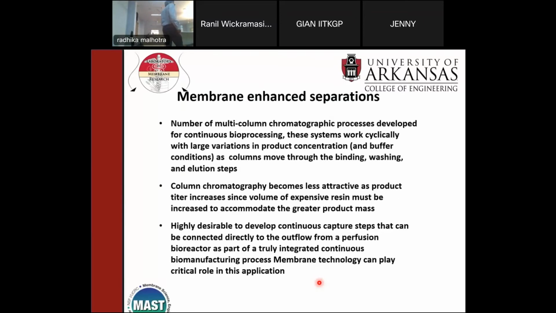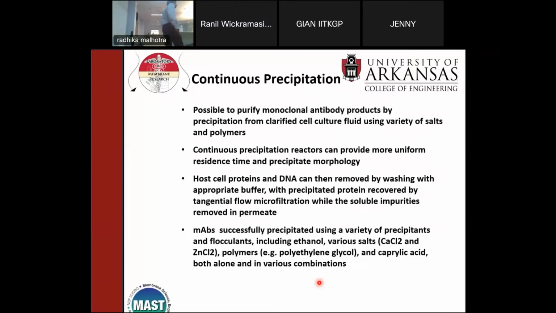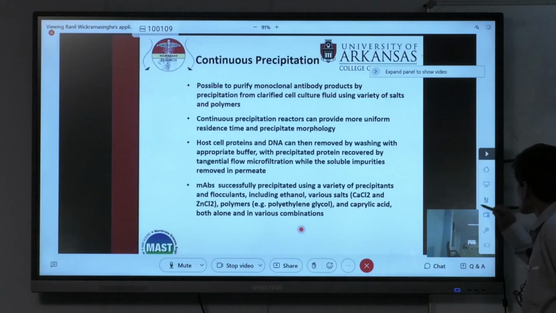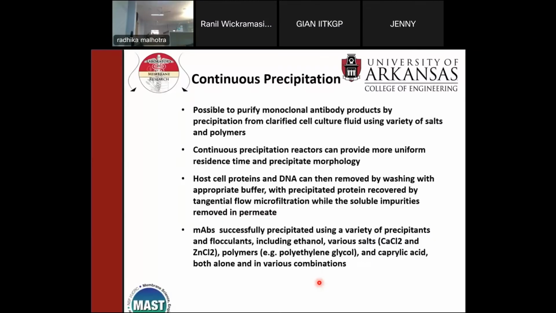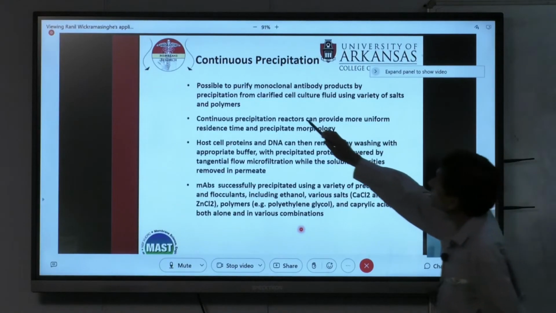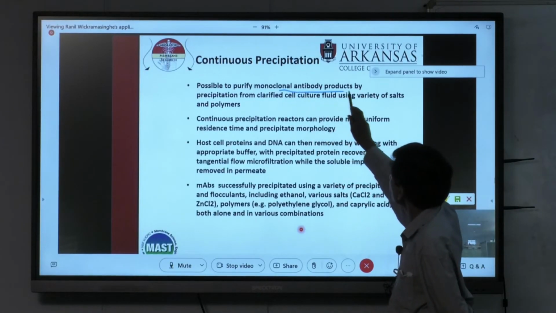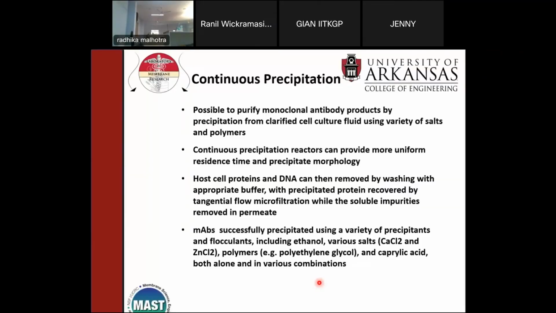Continuous precipitation, I think, is the next, right here. Continuous precipitation is an interesting idea. So the idea is this. It is possible, so this is something that is not done much these days, but there's a lot of interest in this. It's possible to purify monoclonal antibody products by precipitation from clarified cell culture fluid using a variety of salts and polymers. So you're going to precipitate your antibody, your protein, recover it as a precipitate, then you've got to resolubilize it. Okay, that's the trick.